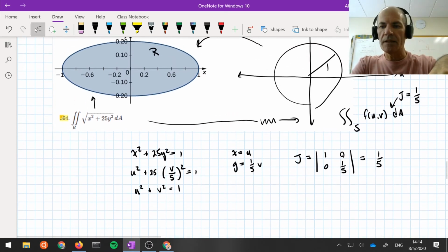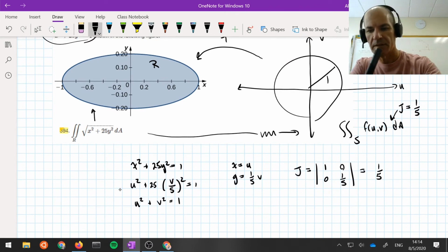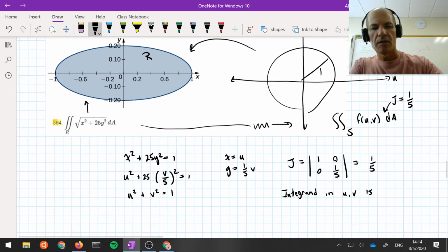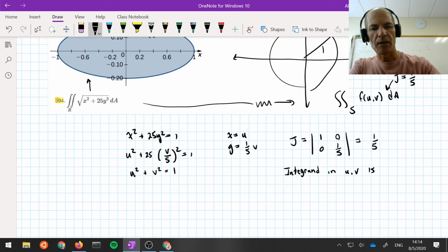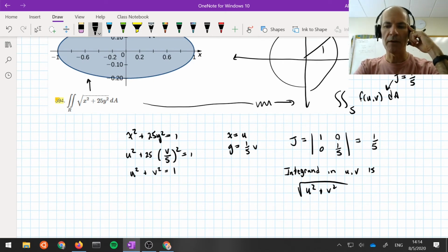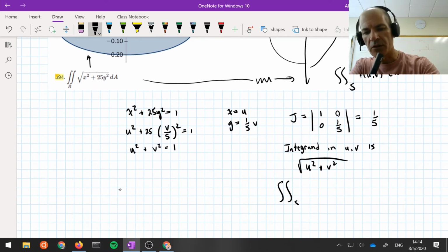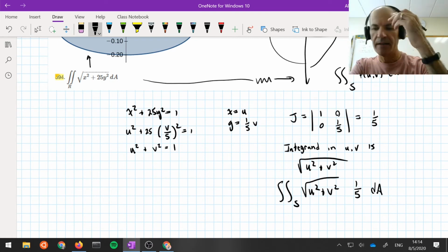Now, let's look at this integral. The new integrand, in terms of u and v, is this: take x equals u, drop it in here, y equals 1/5 v, drop it in here, and you're going to get the square root of u squared plus v squared. So the new integrand is the square root of u squared plus v squared. So if we're going to do this integral, we need to integrate over the unit circle S the square root of u squared plus v squared, times 1/5, the Jacobian, dA.